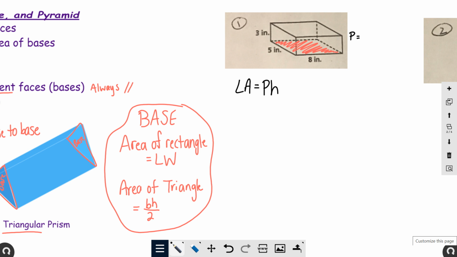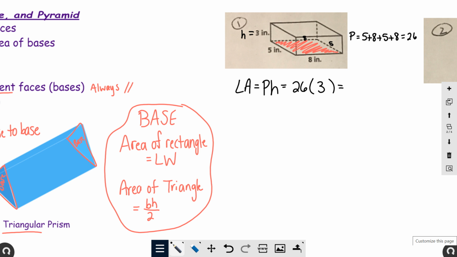A lot of times I will write to the side what the perimeter is. So the base is a rectangle, and what do we know about a rectangle? Opposite sides are congruent. So if I wanted to find the perimeter of this base, I would say 5 plus 8 plus 5 plus 8. I would add up all four sides. So what's 5 plus 8 plus 5 plus 8? So for LA, I would have 26 times H. Now, H is the height from base to base. So my height is 3.